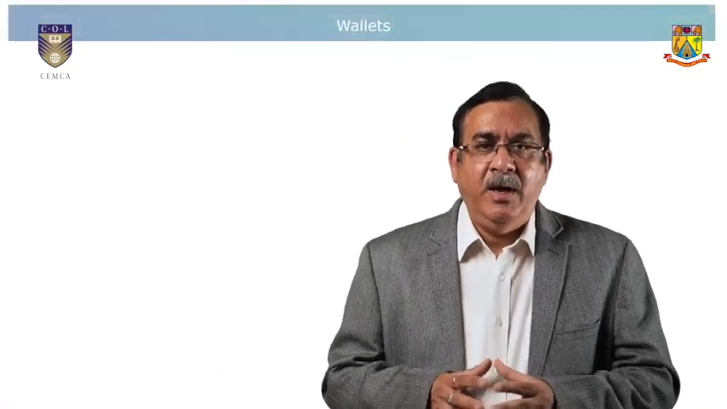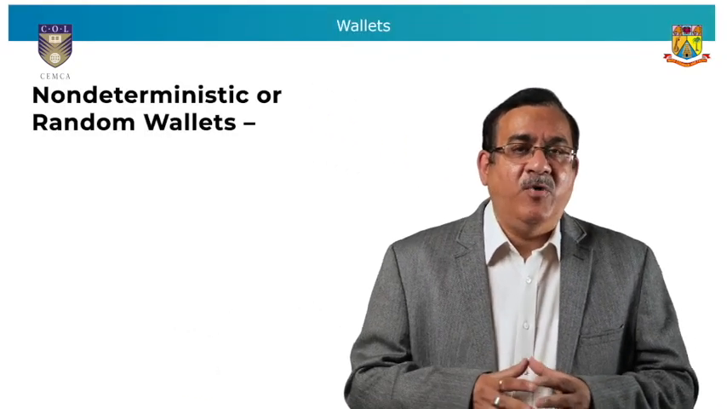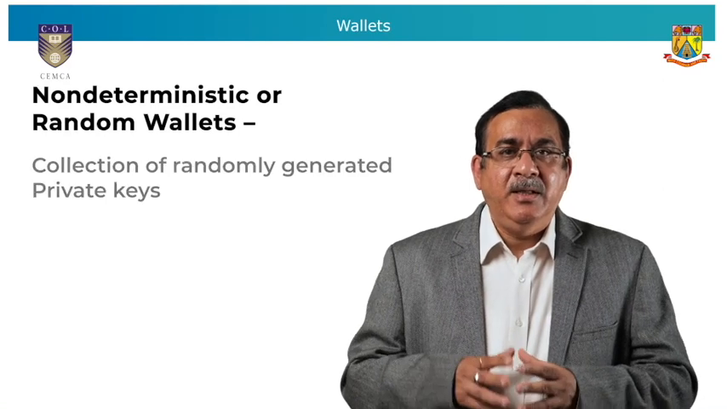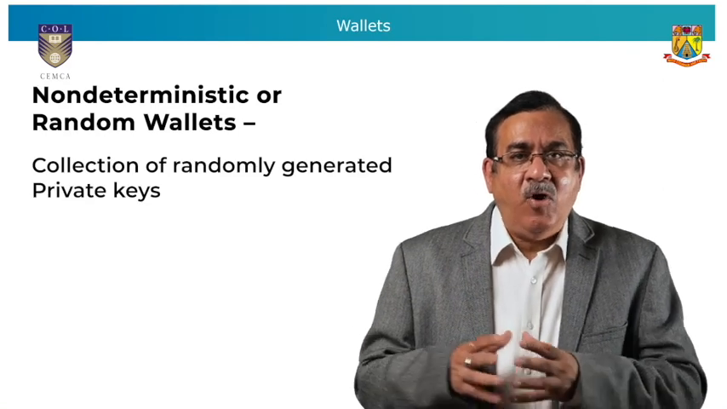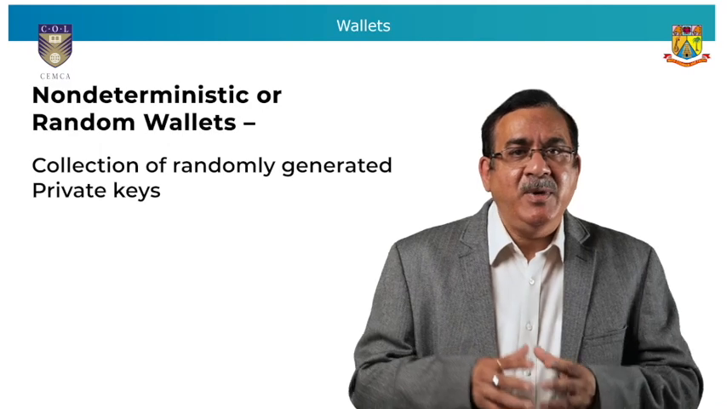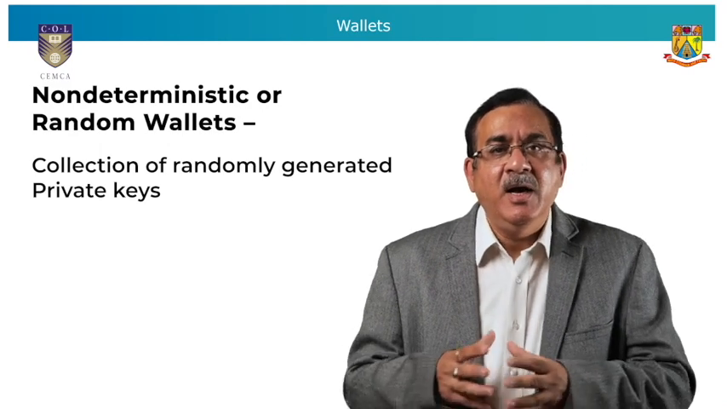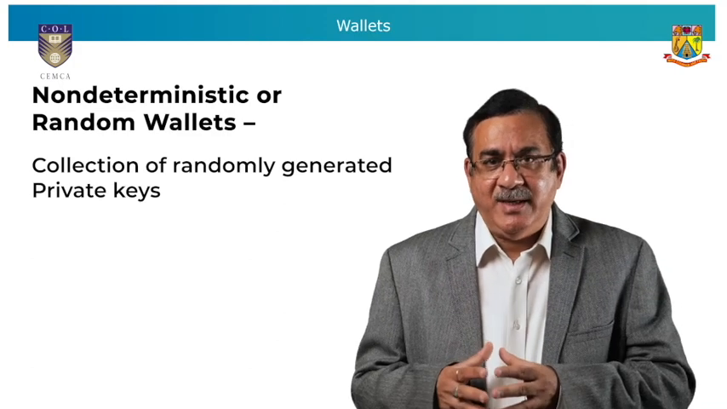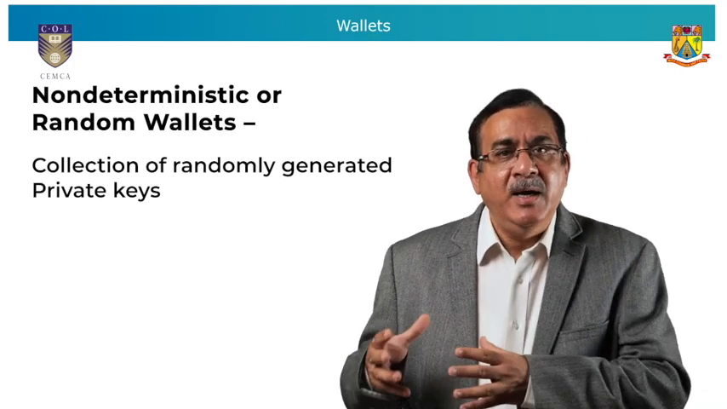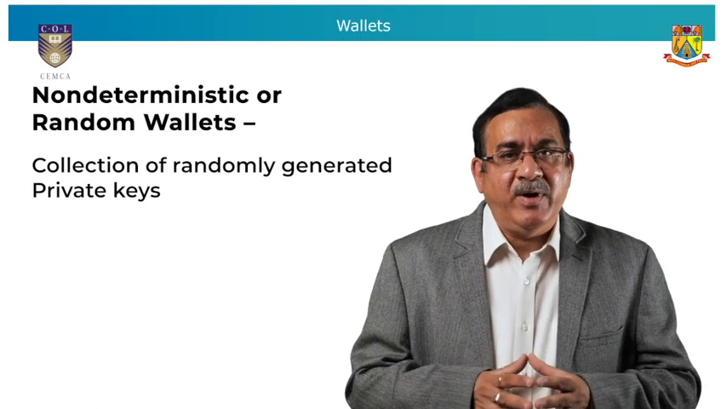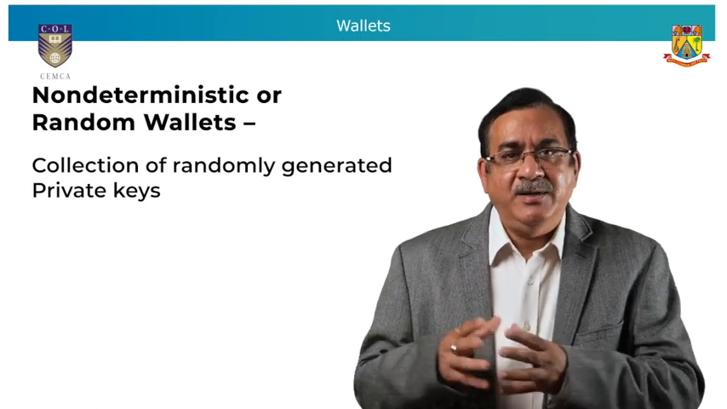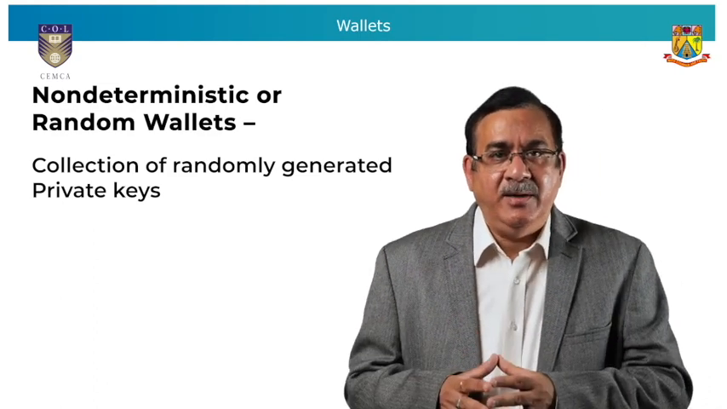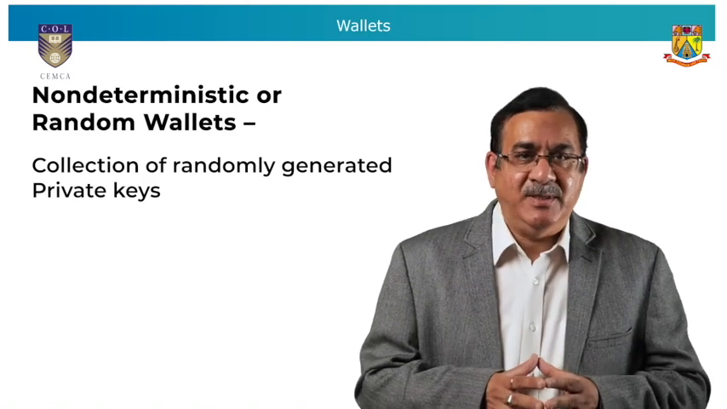We have already covered the types of wallets. Let's look at the classes of them. Non-deterministic or random wallets. In the first Bitcoin client, wallets were simply collections of randomly generated private keys, also called type 0, non-deterministic wallet. For example, the Bitcoin Core client pre-generates 100 random private keys when first started and generates more keys as needed, using each key only once.